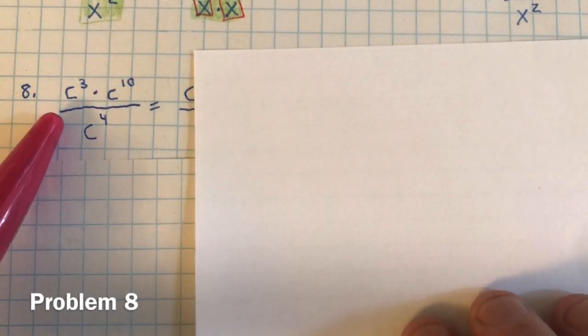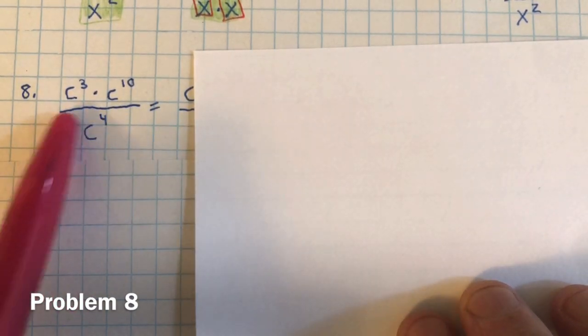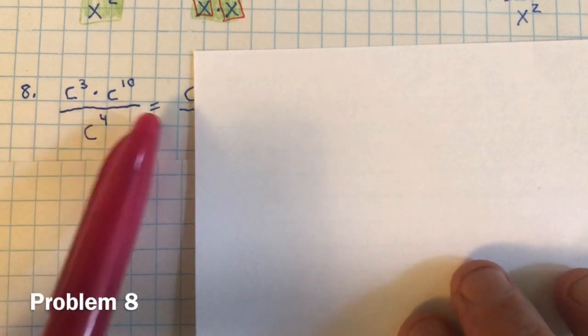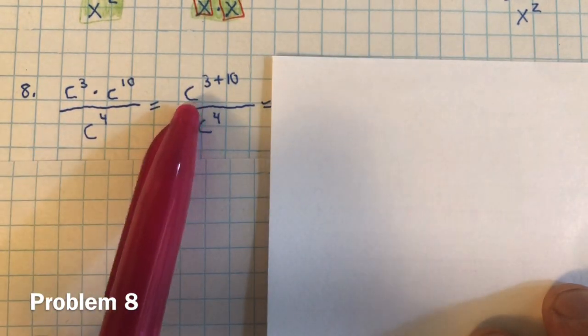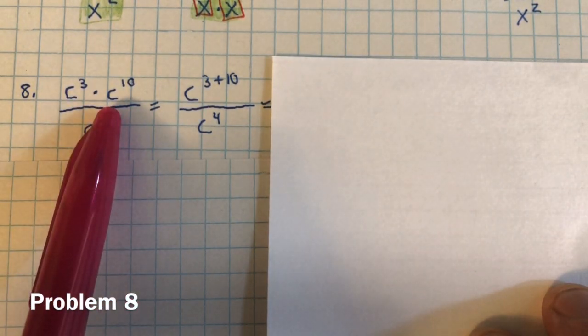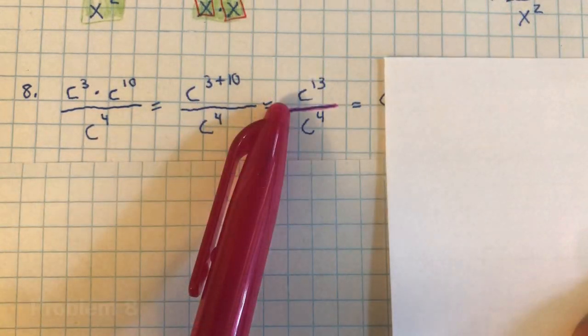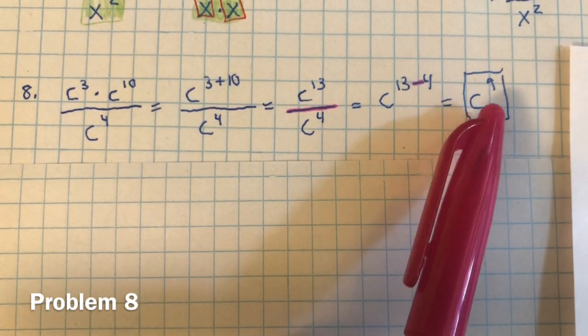For number 8, I have c to the 3rd multiplied by c to the 10th. So we're multiplying exponents with the same base, so we're adding the exponents. We have 3 c's multiplied by itself and 10 c's multiplied by itself. Now we have 13 minus 4, which equals c to the 9th.